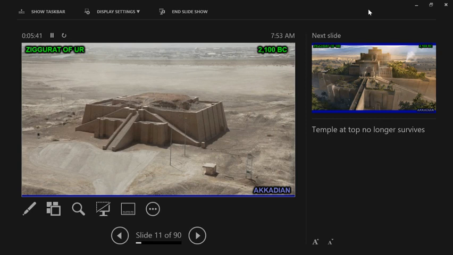All right, and then we're going to move on to the ziggurat of Ur. The temple at the top no longer survives. But the ziggurat is in quite good shape compared to the other ziggurat that we looked at.